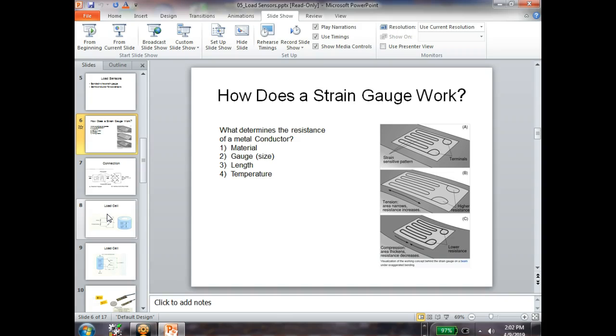Like what's required to induce a voltage, you should know it. What determines the amount of voltage that we induce, you should know that. That's something that's been covered several times.